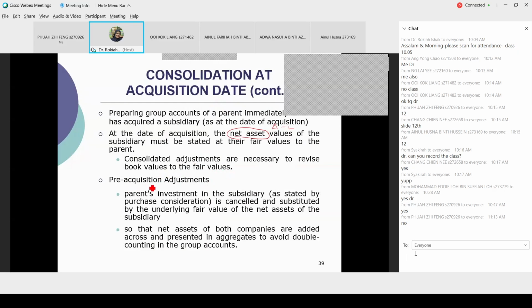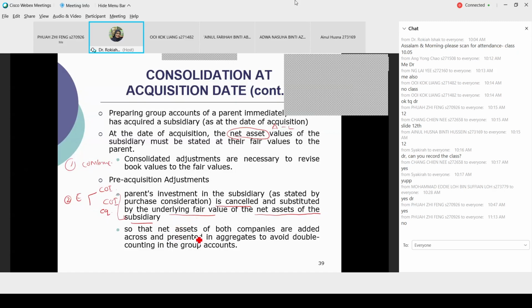And then you have the pre-acquisition adjustment. For pre-acquisition adjustments, the parent's investment in subsidiary, as stated by the purchase consideration or COI, is cancelled and substituted by the underlying fair value of the net assets of the subsidiary. Remember the steps that we have here. The first step, combine. The second step, you need to eliminate. The first one is to eliminate the COI. The second one is to eliminate the equity. So now you're going to eliminate this one: cancel the COI and substitute the underlying fair value of the net assets of the subsidiary.